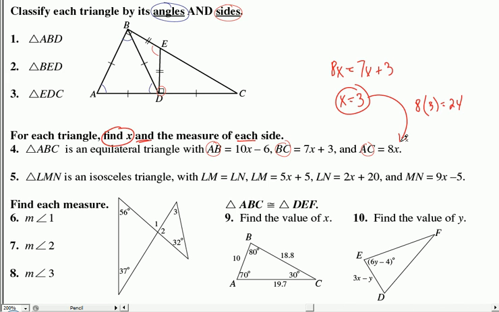Without doing any math whatsoever, what is BC? What's AB? How do you know they're all 24? Because it's equilateral. That saves you doing all the work, right?